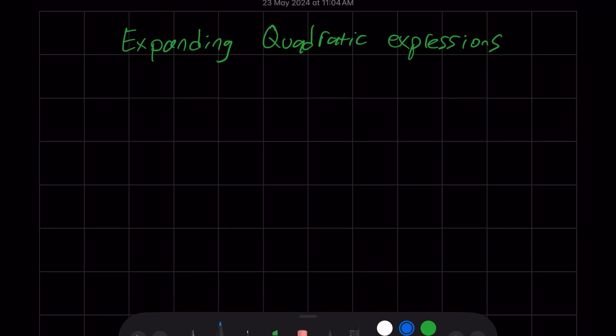This video is going to focus on expanding brackets of quadratic expressions. So in this case, we have x plus 5 times x plus 6. So this is a quadratic expression. It has 4 terms, 1, 2, 3, 4. And they are multiplying in the middle here with a little hidden multiplication sign there.